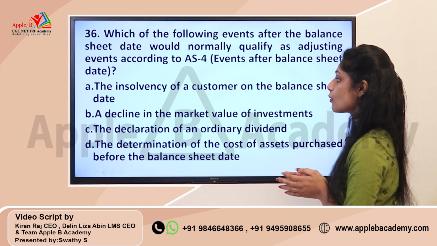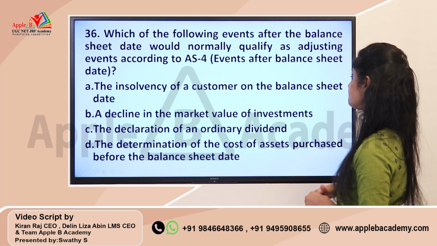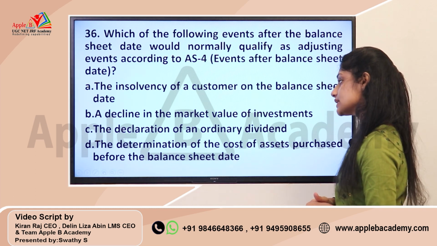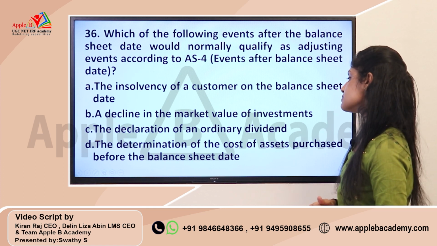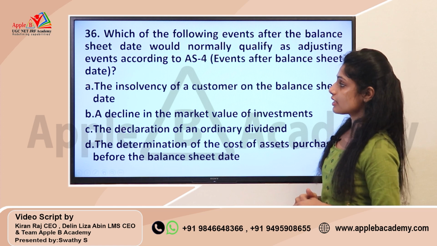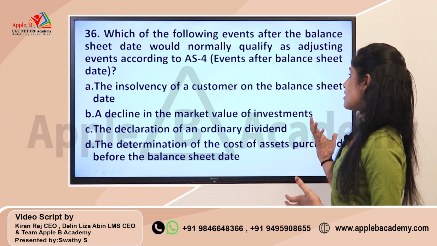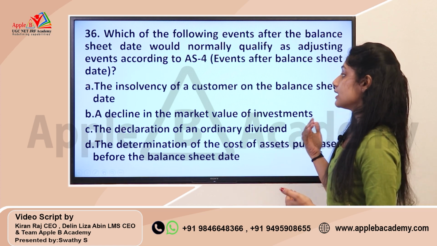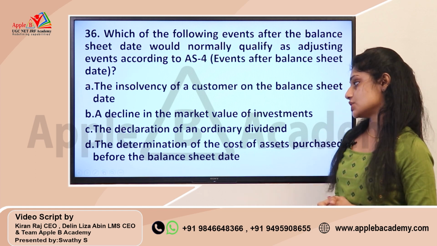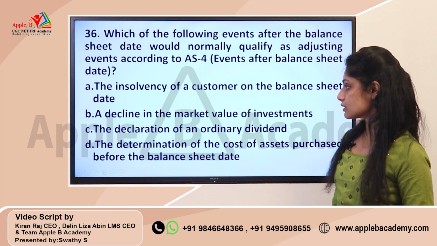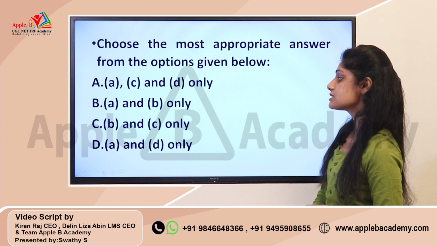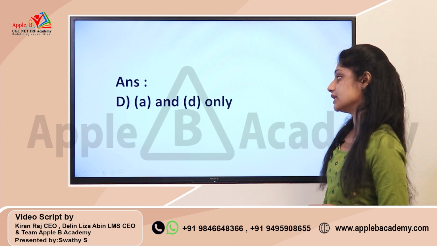Here we have the options: the insolvency of customer on the balance sheet date, a decline in the market value of investment, the declaration of an ordinary dividend, the determination of cost of asset purchase before the balance sheet date. So it should include the events after balance sheet, means it should include the insolvency of customer on the balance sheet and also the determination of cost of asset purchased before the balance sheet date. So that is option A and D should be there. So the correct answer is option D, A and D only.